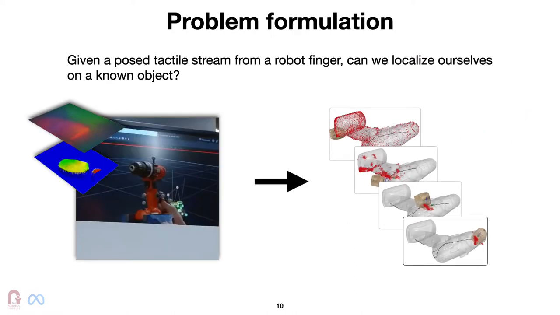Succinctly put, given a stream of tactile data from a robot finger, can we figure out where we are on the object surface?